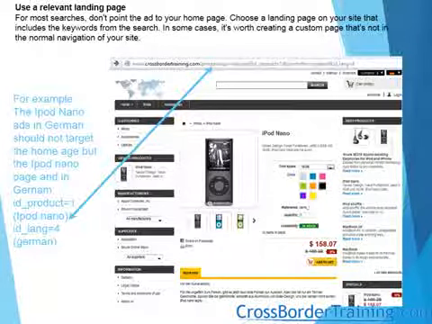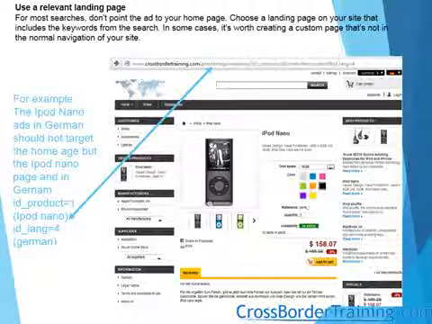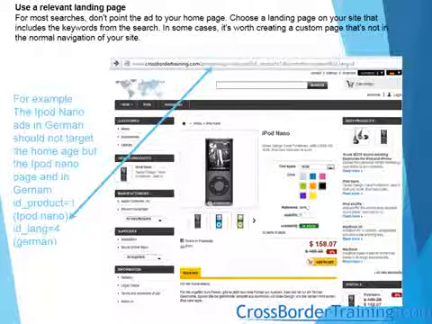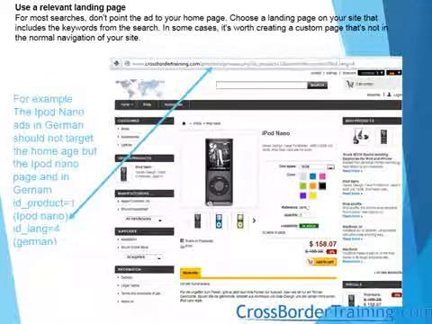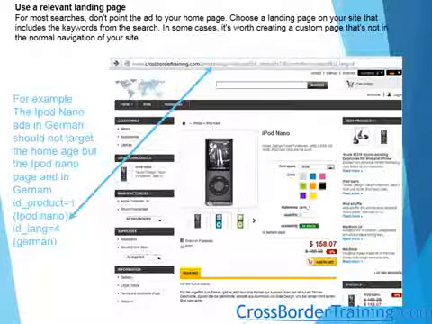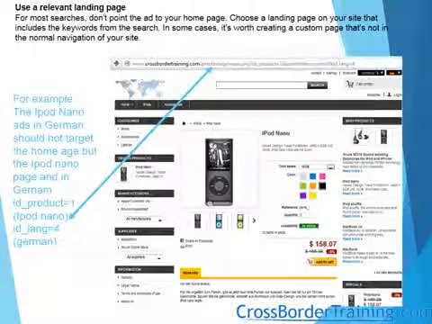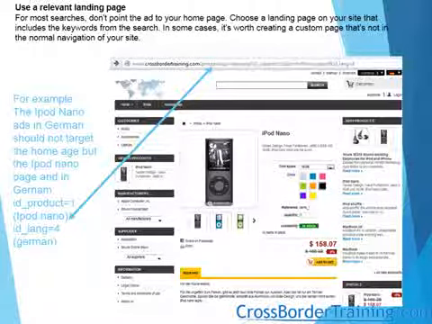Another thing is you need to use a relevant landing page. For example, if your ad is about a solar panel, don't put the landing page on the home page if the home page is not about it, and don't send people to another product. If you're doing an ad on solar panels, don't send people to something completely irrelevant. Send them to the solar panel page.